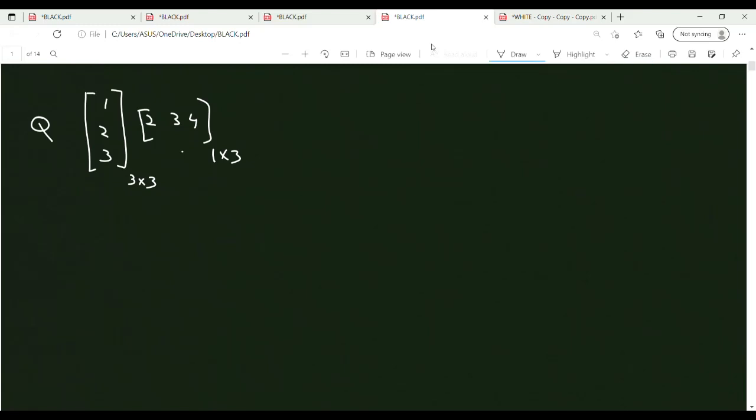So let's start the multiplication. As I have told you, we will multiply the first row with the first column. What is the first row here? We have only 1. And what is the first column here? We have only 2. We don't have other elements of the row and we don't have other elements of the column. So we will start multiplying with 1 and 2. Then we will multiply the same row with the second column, and then we will multiply the row with the third column.